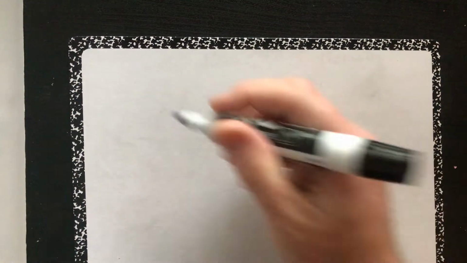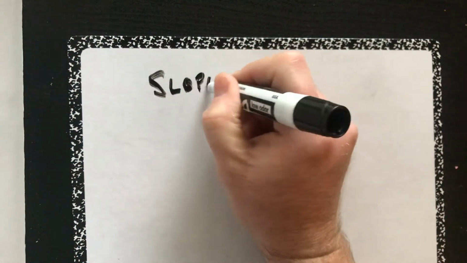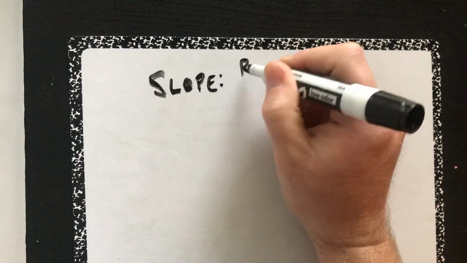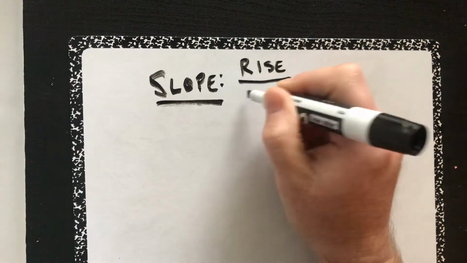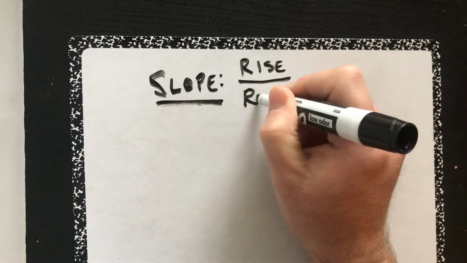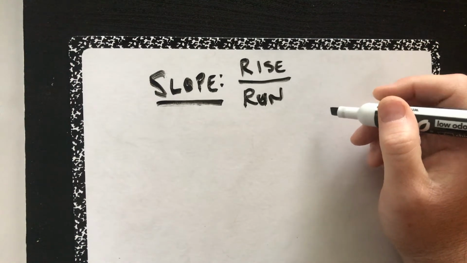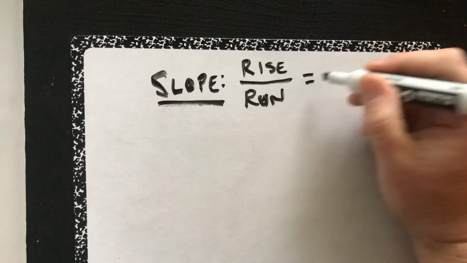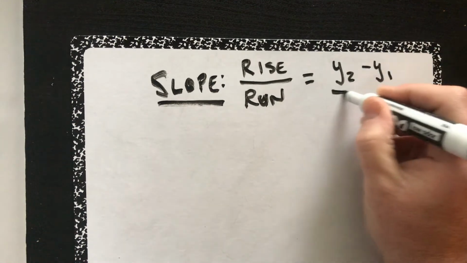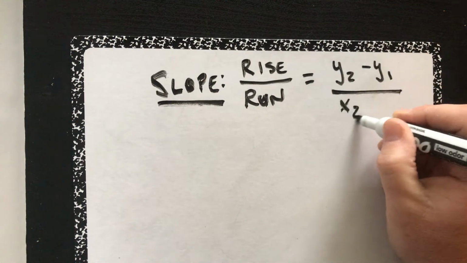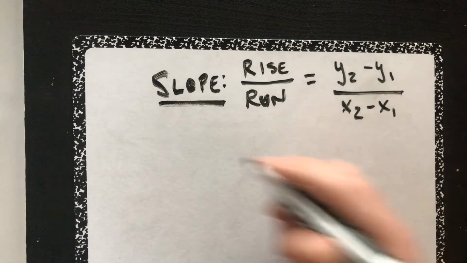Slope of a line. Remember, your slope of a line is rise over run. The difference of your y's over the difference of your x's. So y sub 2 minus y sub 1 all over x sub 2 minus x sub 1.